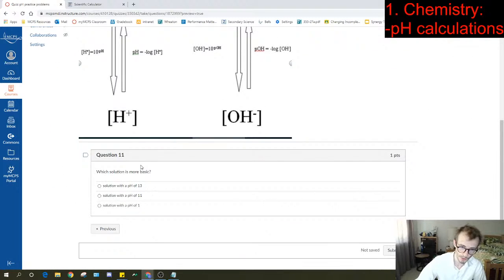And then, which of these is more basic? Well, this is obvious. Whichever one has a higher pH number is the most basic. So that one's simple. I think question 10 was really important there for people to understand, which is why I spent some time going over it.